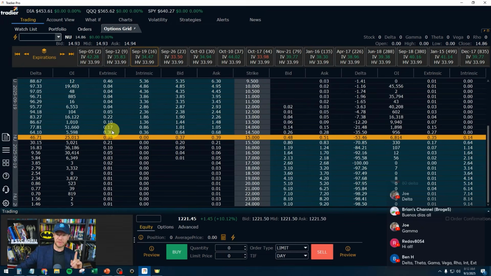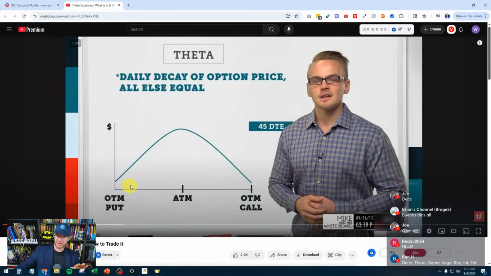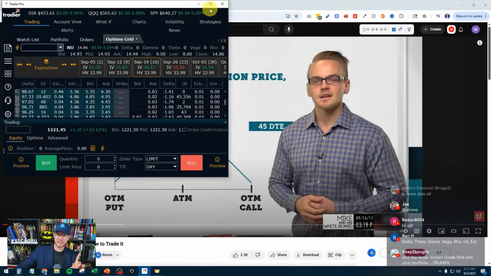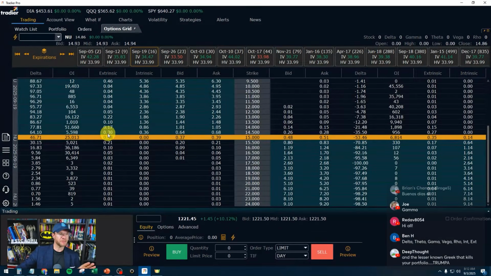So one thing to keep in mind is that extrinsic value is most expensive at the money. I don't know if he's going to describe that exactly, but that's what this is saying here: at the money, out of the money. At the money is the most expensive options. We've talked about before how to judge if an option is expensive or cheap. Let's go to an option that has more strikes. Let's go to Palantir.